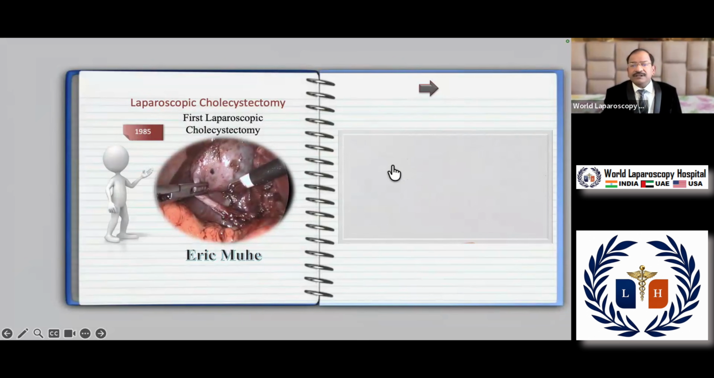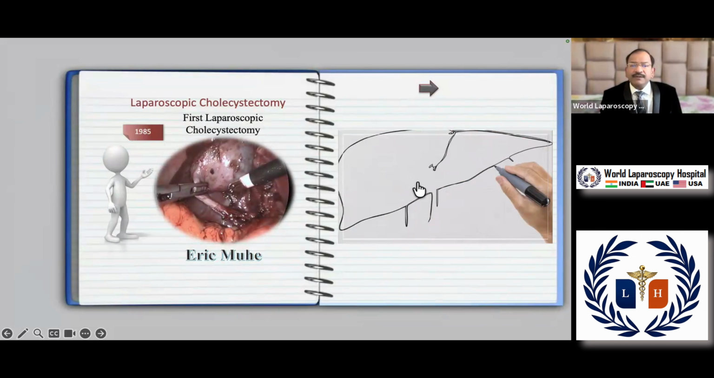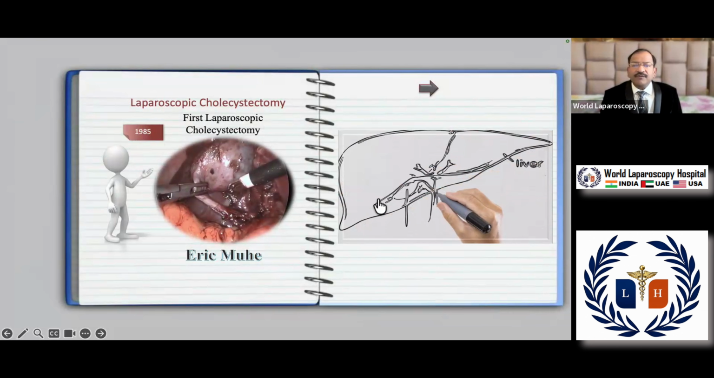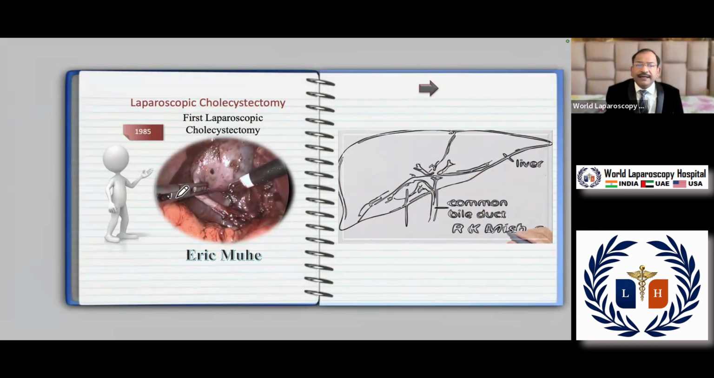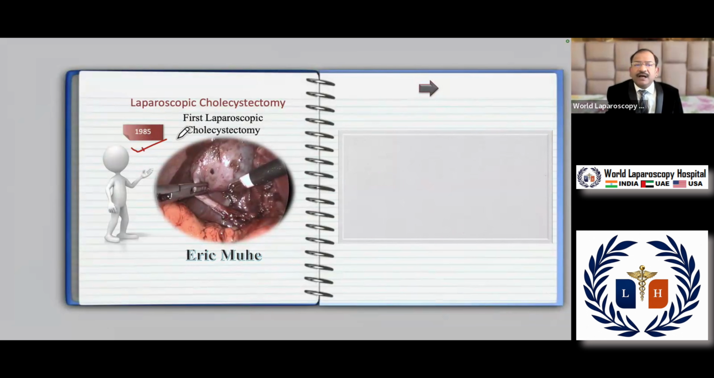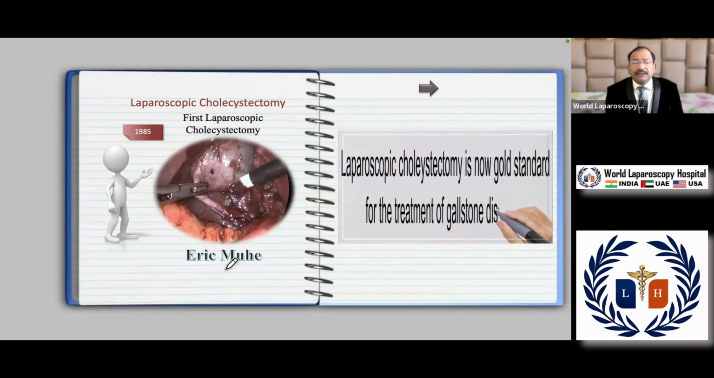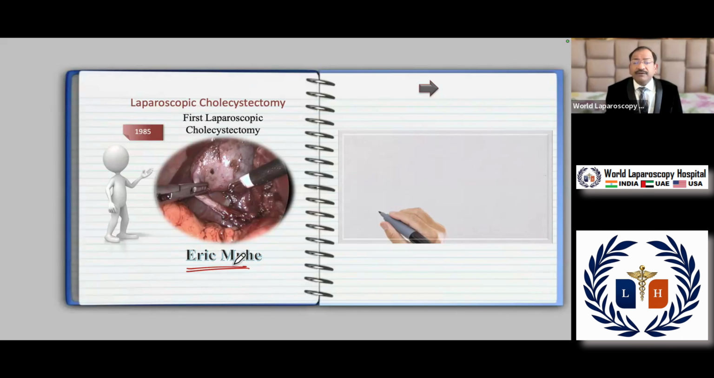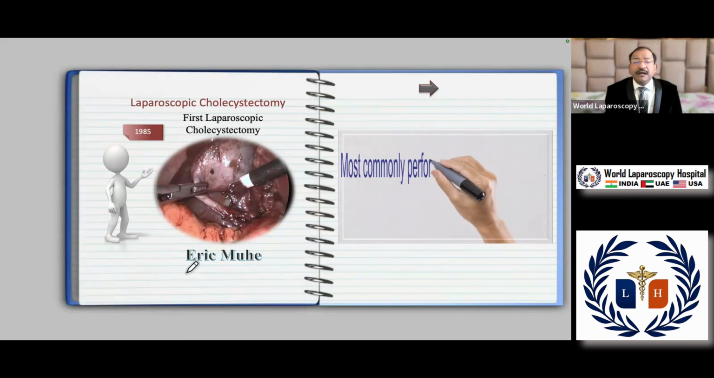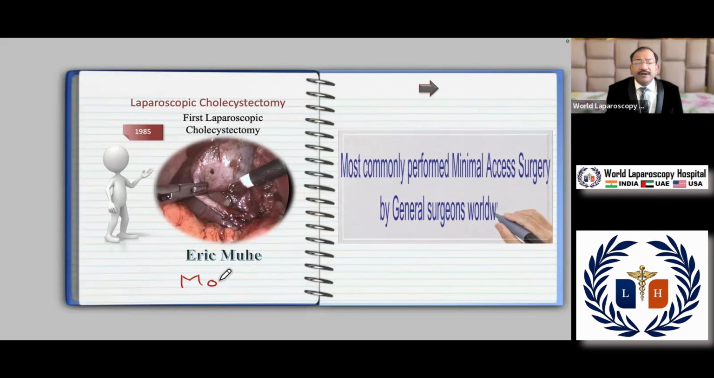Now coming to cholecystectomy, the first laparoscopic cholecystectomy was performed by Eric Muhe in 1985. However, if you buy the Indian or the European book, then Eric Muhe was the first. But if you buy an American book, then Americans give the credit of performing the first cholecystectomy to Moret.